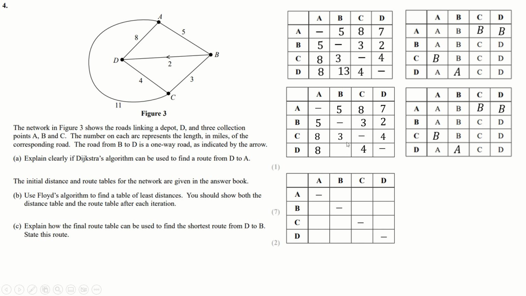Again, D to B is currently 13. Go to C with 4, and then go to B with 3. That's 7. So that is an improvement. We'll replace this A with a C. Going through C is faster. That's the third iteration done.